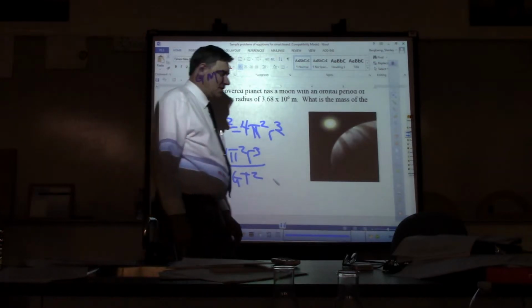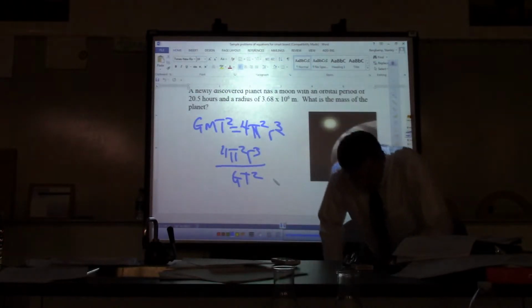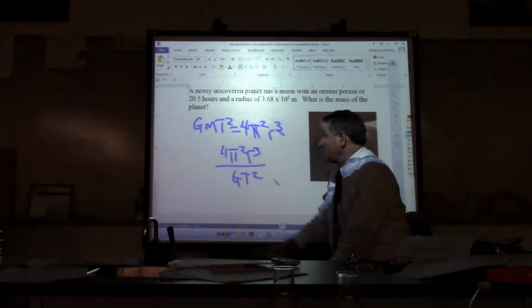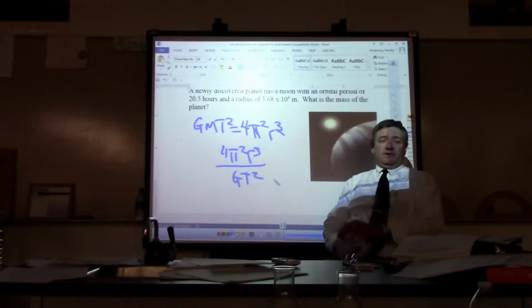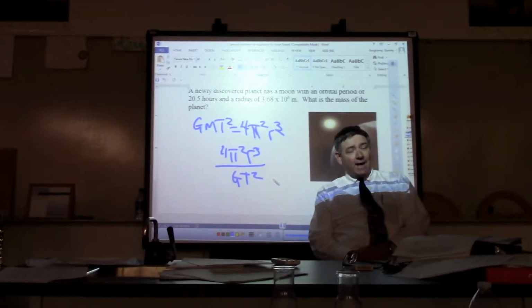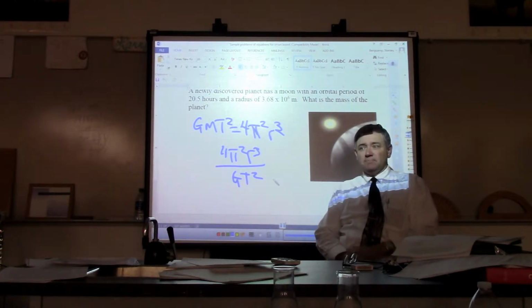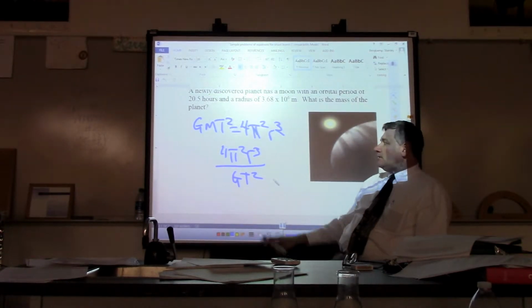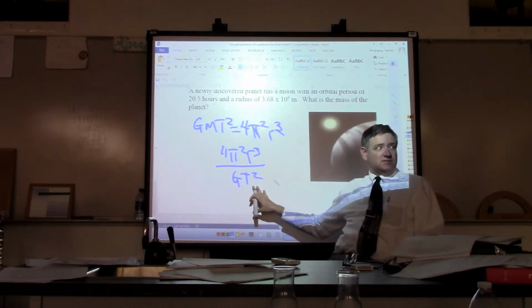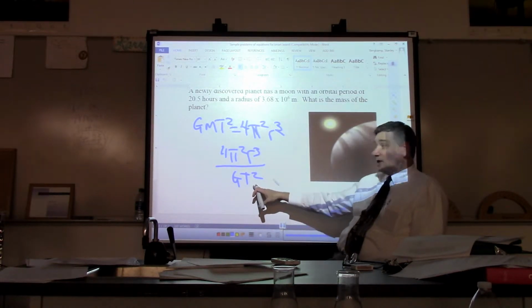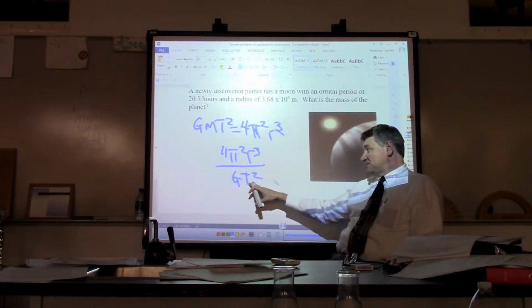So this is going to be M equals 4 pi squared r cubed over G T squared. Am I just going to take the 20.5 hours and put that in there? No. Bad, horrible, bad, no. You get the point. It's not good.